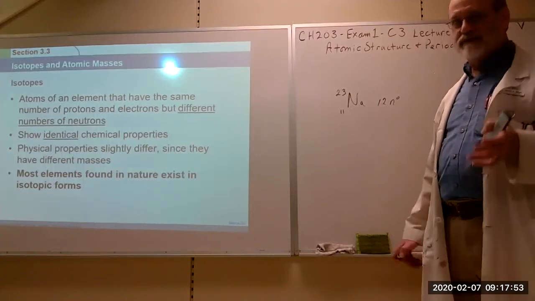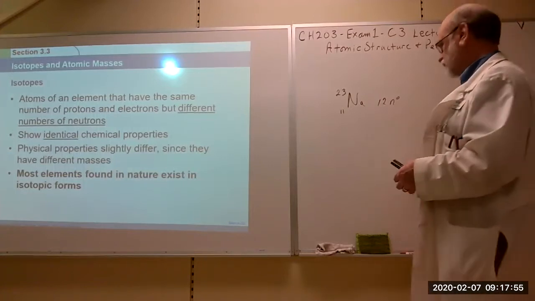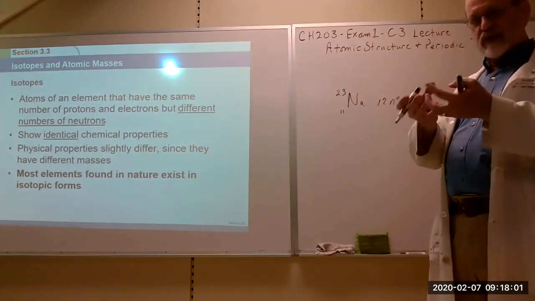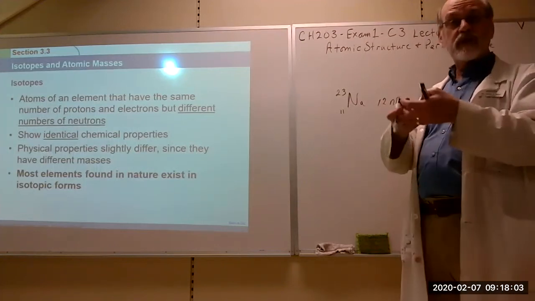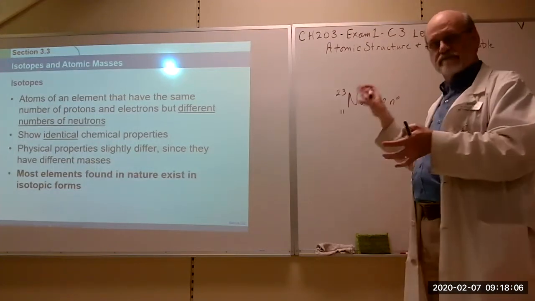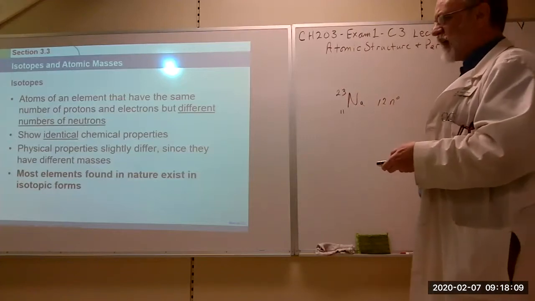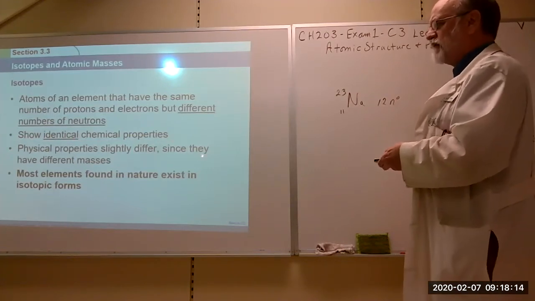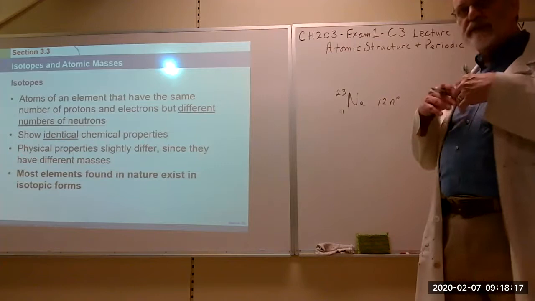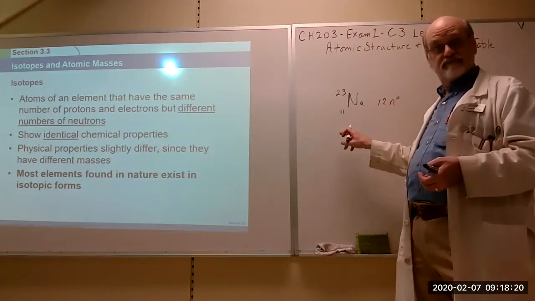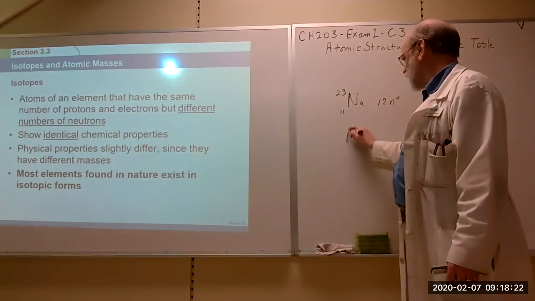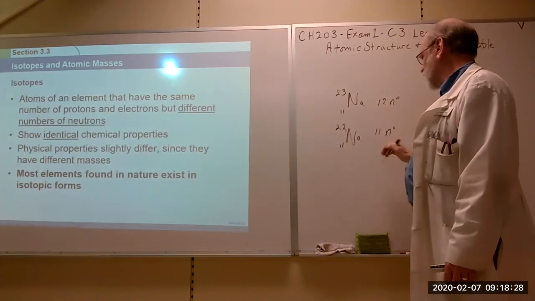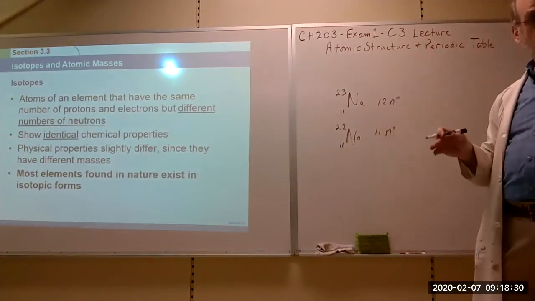And that's fortunate in some respects, because we don't have to worry about the isotope ratio in a given collection of an element when we do a chemical reaction. We can treat them all the same. So they have identical chemical properties. Their physical properties differ very slightly, and that's simply due to the difference in mass. I think there's one isotope of sodium that's 22 with 11, so that means it has 11 neutrons. These two will be different in their physical properties.